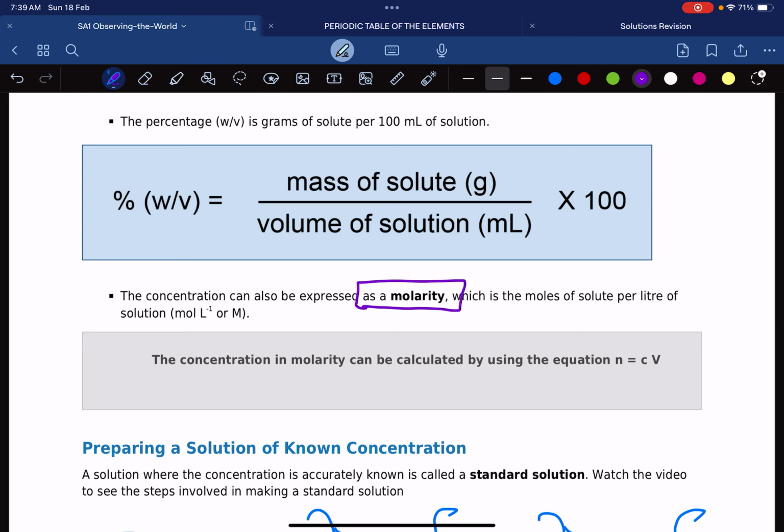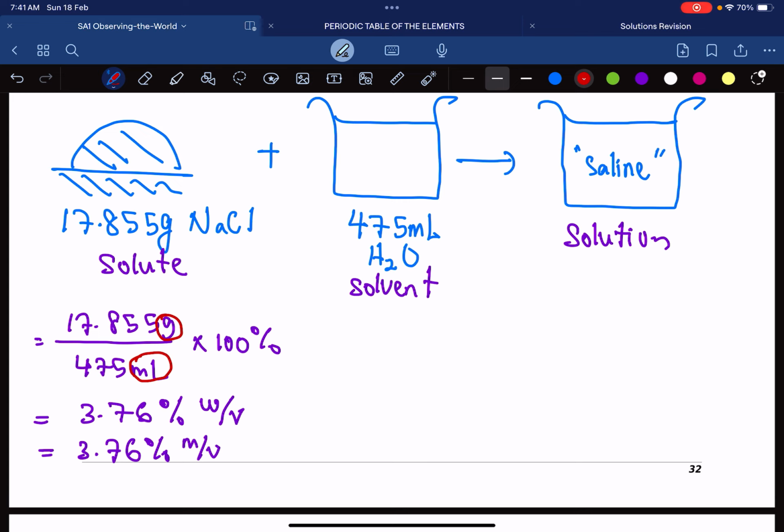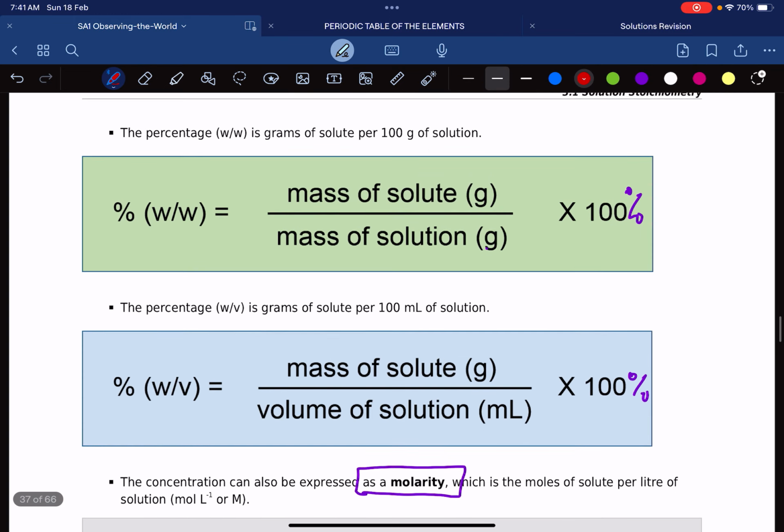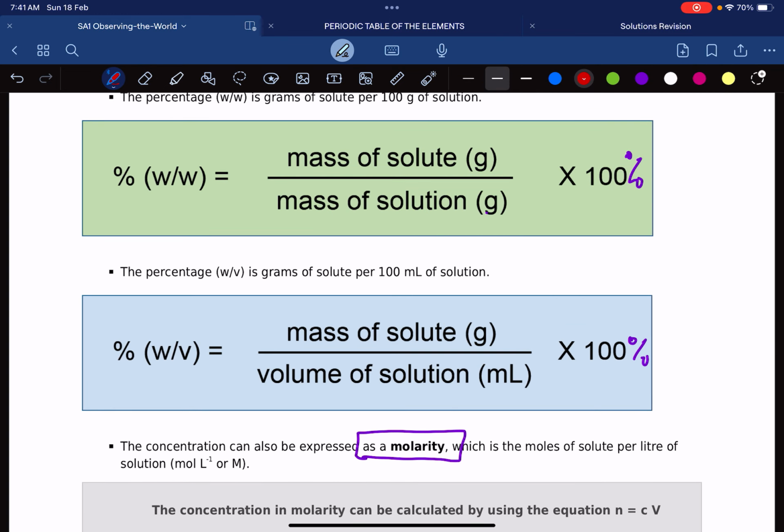One thing I want to highlight here is, if the top unit is in grams, the bottom unit is in ml. But if the top unit is in kilograms, then the bottom unit will be in liters. So gram and ml, kilogram and liter. That's how it goes. Then let's look at the next one, which is percentage weight over weight.